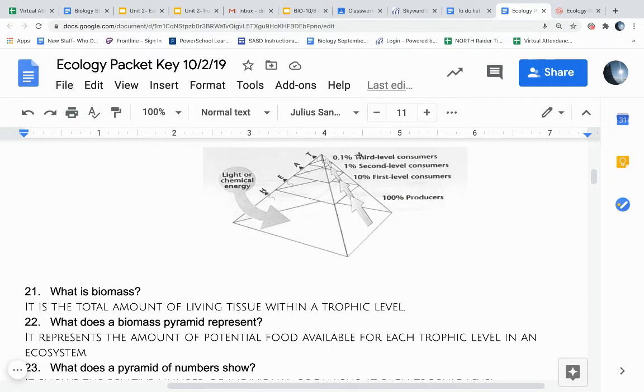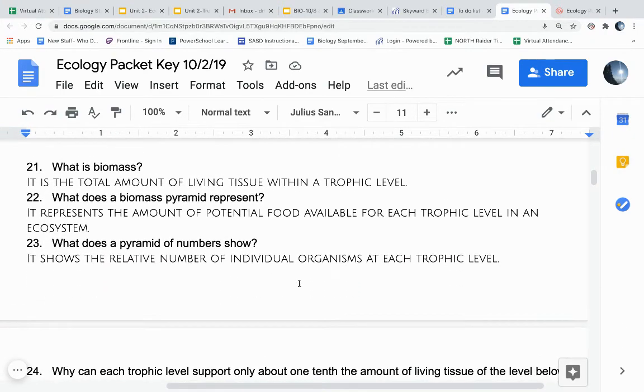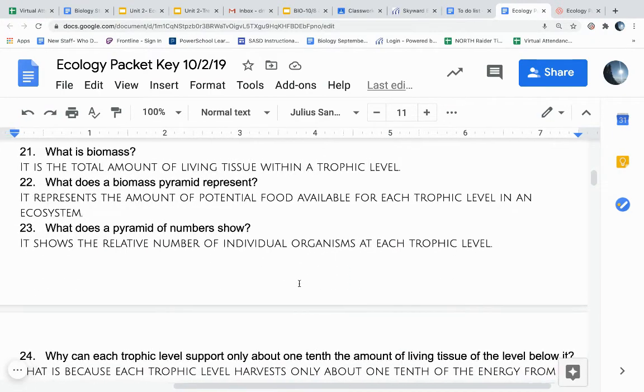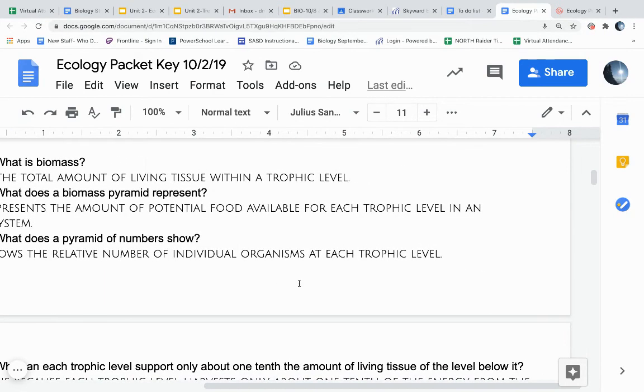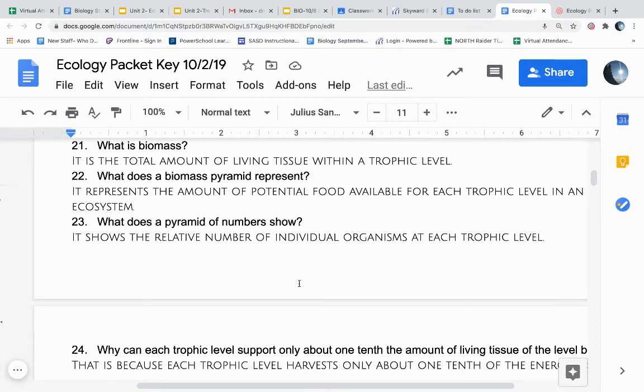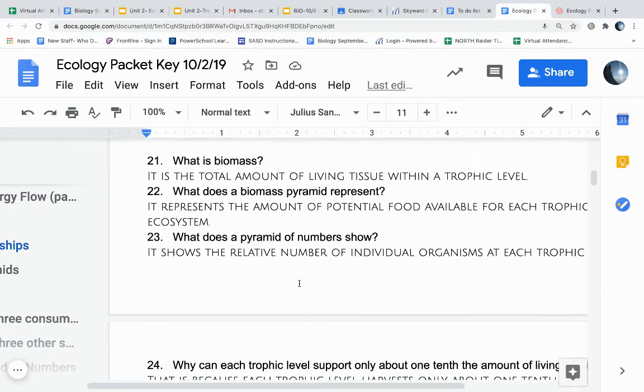So an ecosystem cannot support many mountain lions, or apex predators, we would call them, which are those top level predators that make the capstone to our pyramid here, the top piece of it. All right, so 24, the last question. Why can each trophic level support about only 1/10 of the amount of living tissue below it? That's because each trophic level harvests only about 1/10 of the energy from the level below it.